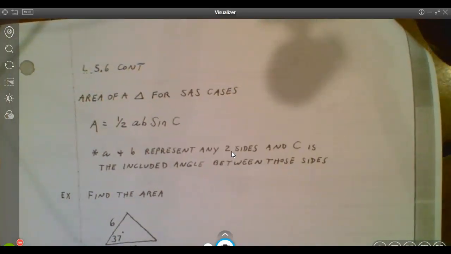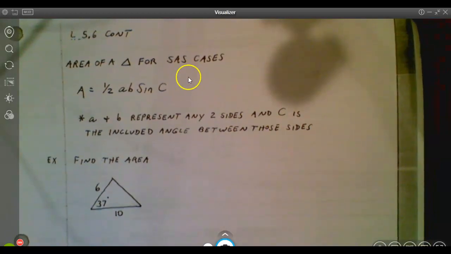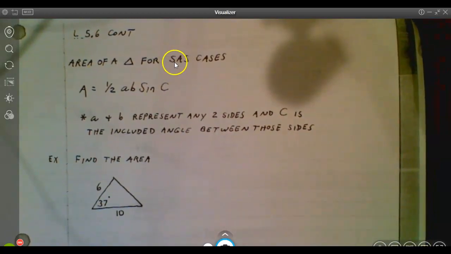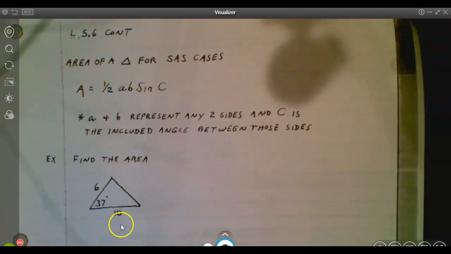This is when you have the SAS case, so do understand that the order of this matters. When we say SAS, that means I know the angle between the two sides that I also know. Here's an example. This is called the included angle. If I know these two sides and the included angle, this reads in the order of SAS, side angle side. If I have that scenario, then I can use this formula.